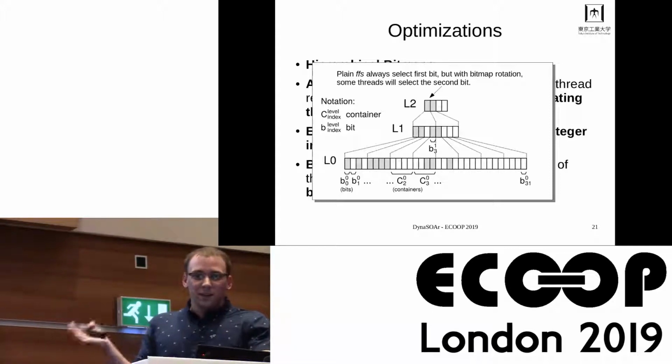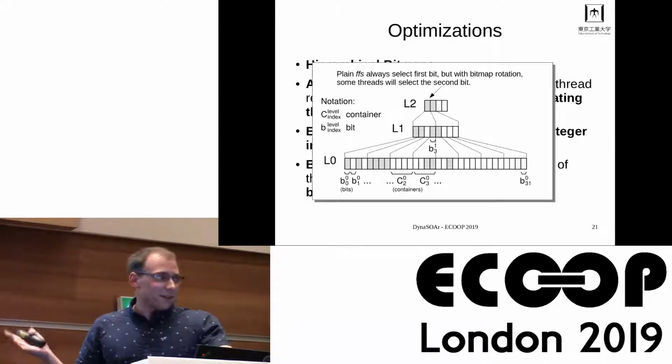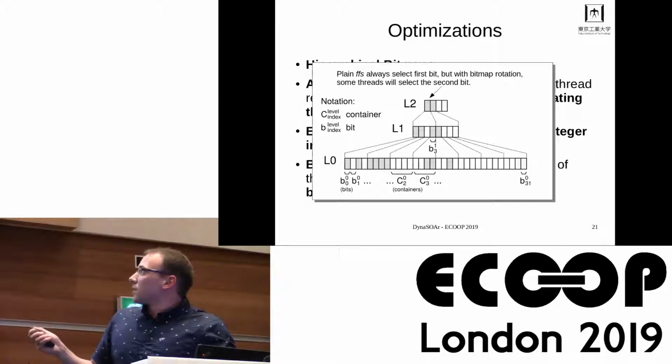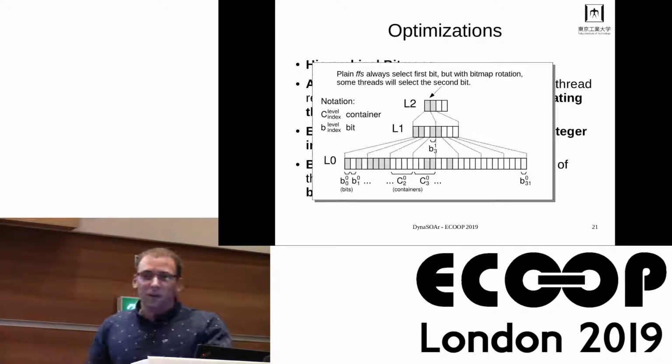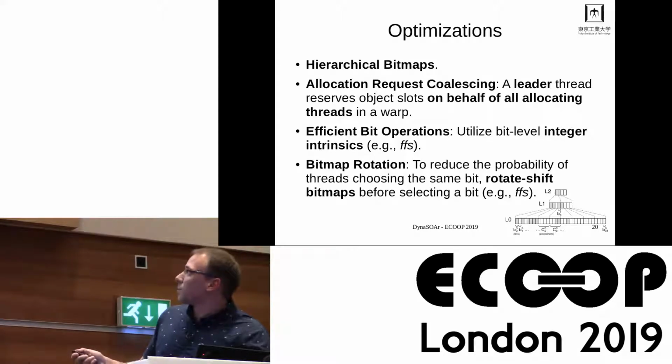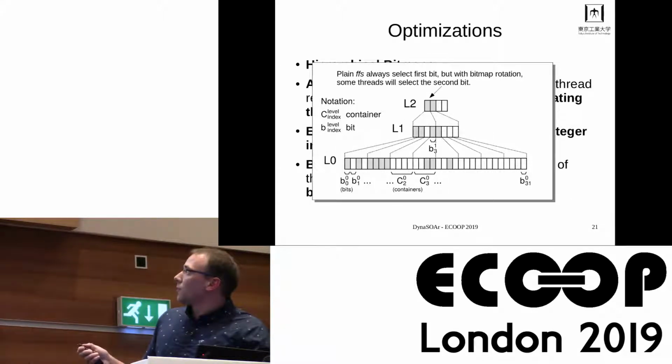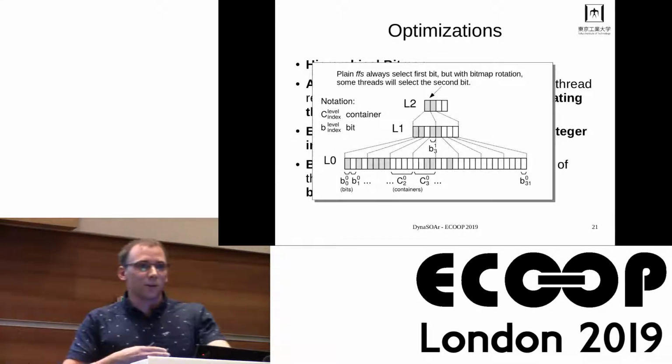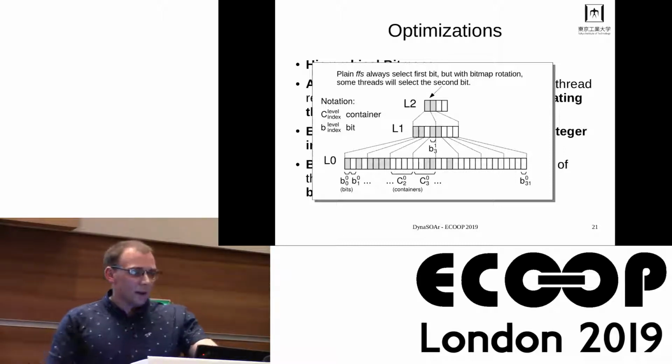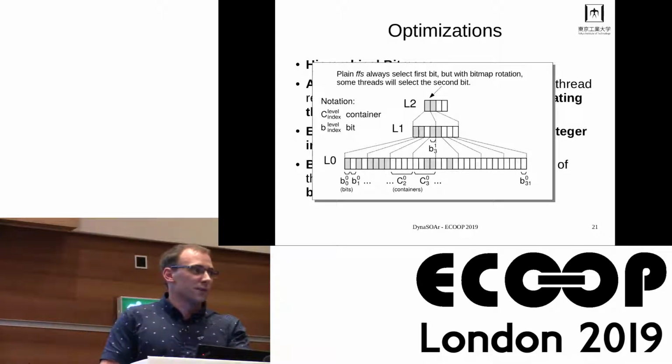The effect of this is that many threads may try to allocate stuff in the same block. In order to avoid this, we use this optimization, bitmap rotation. So before using FFS, we rotate the bitmap by a kind of random degree, a random number, and that makes it less likely that 2 threads are selecting the same bit.